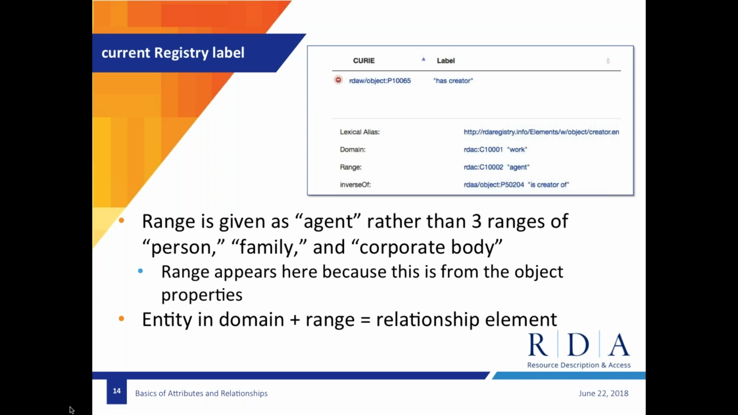So in the registry, by the way, there are agent properties. You won't find separately listed person properties or corporate body properties, because they're all types of agents. So anyway, remember, these are the work properties for the element creator. The range is given as agent, and I've shown you here both the domain and the range because we're in the work properties set. Because I know I have two entities in the domain and the range, I have a relationship element.